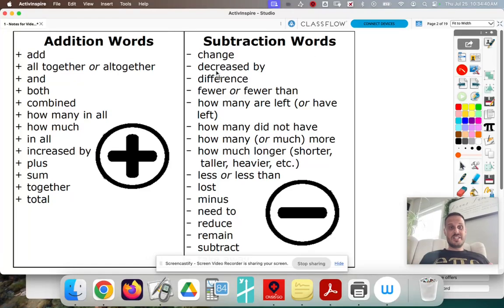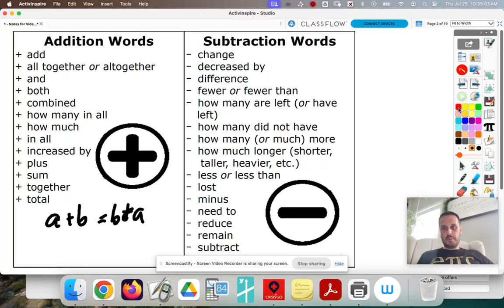So there's lots of addition words, like what's the sum, you add together, the total, something is increased by, in all, how much, how many in all, combined, right? Those are all addition words. The nice thing about addition words is whether you do A plus B or B plus A, it's the same thing. So it doesn't matter what order you add them.